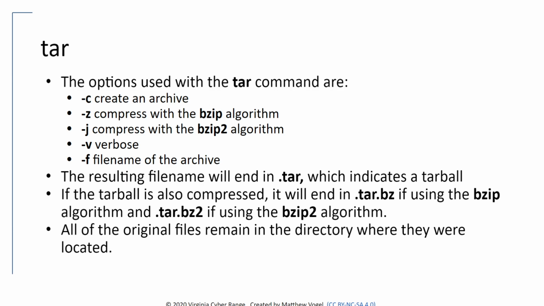Okay, so all the original files will remain in your directory where they were located. So just kind of like when you do in Windows, if you were to right click on a folder or a group of files, and you say send to compressed folder, and it will take those files and basically copy them into a compressed folder when you zip them, but the original files still stay in their original location. Okay, so similar concept. This is just a different way to do it in this Linux system.